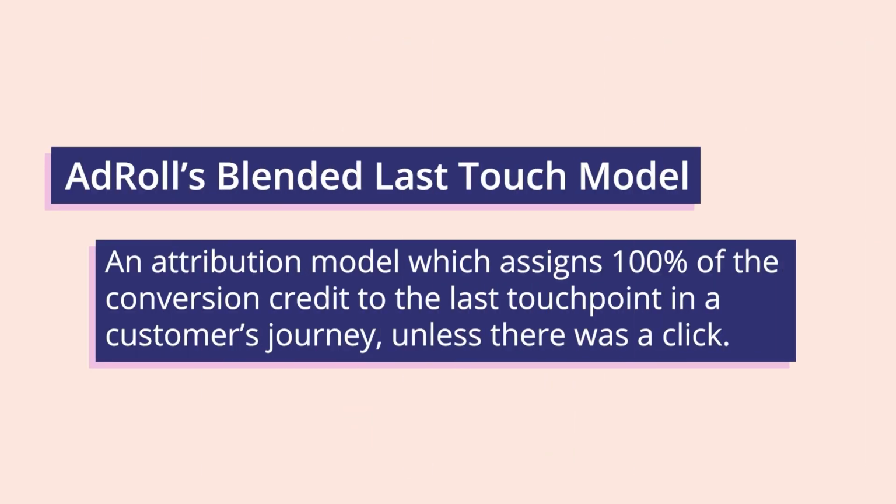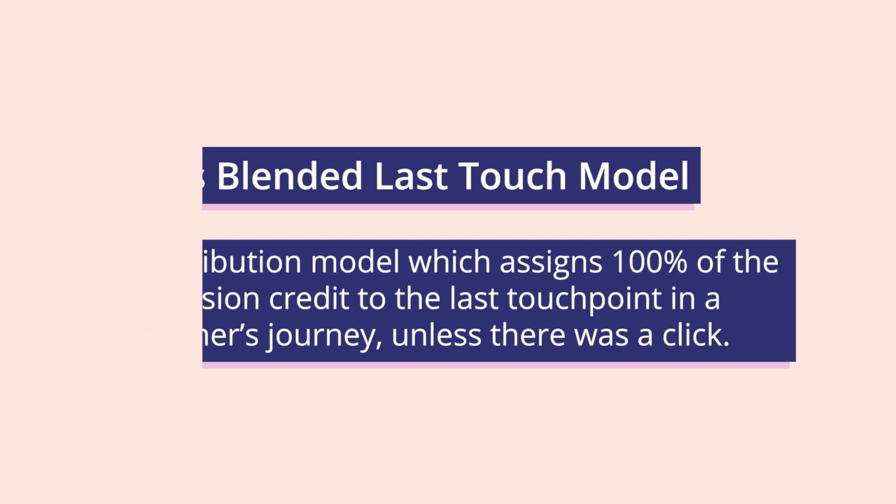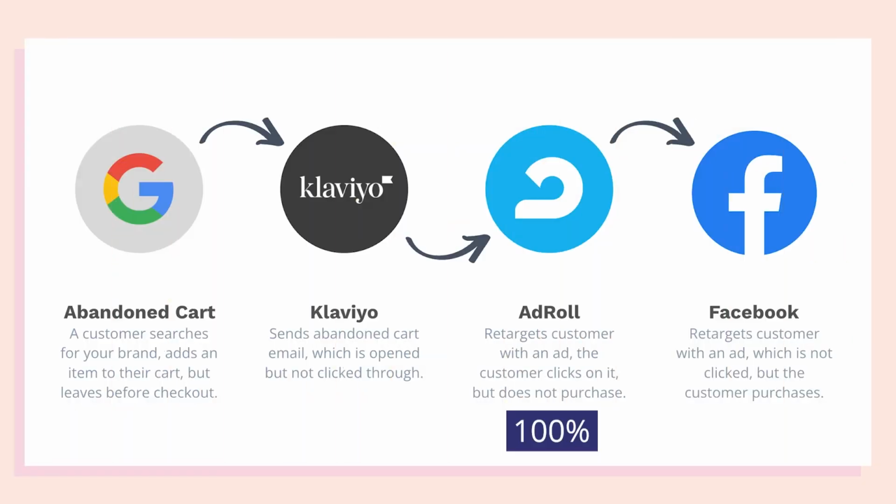AdRoll's blended last-touch attribution model with a priority on clicks gives 100% of the credit to the last touch point in a customer journey, unless there was a click. In the case of our example, the AdRoll retargeting ad that was clicked would receive 100% of the credit.